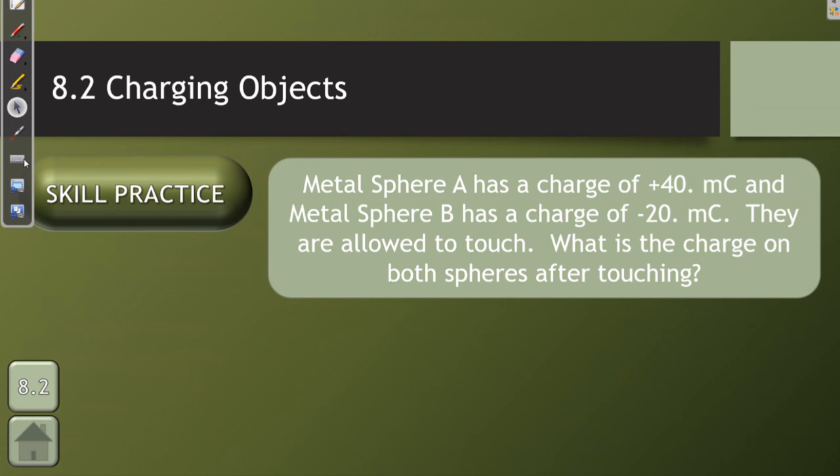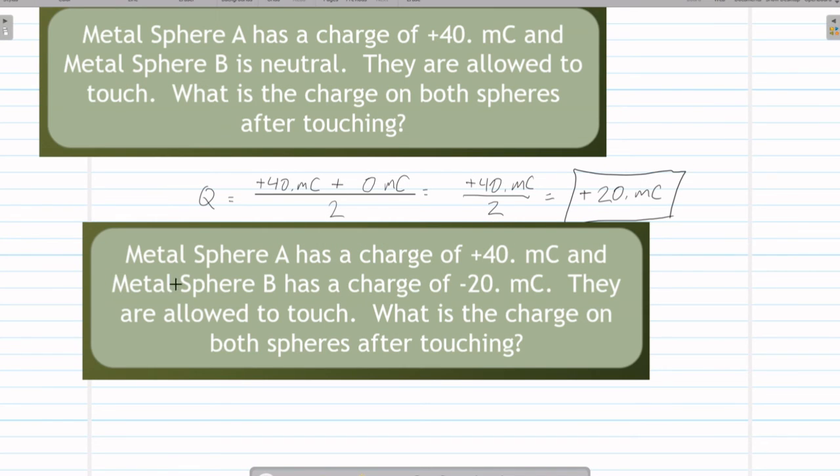Here's another skill practice problem involving charging by conduction. It says metal sphere A has a charge of positive 40 millicoulombs, so similar to the previous problem, and metal sphere B has a charge of negative 20 millicoulombs. They are allowed to touch. What is the charge on both spheres after touching? Our technique for solving this problem is going to be the same as before. We're just going to calculate the average of positive 40 and negative 20.